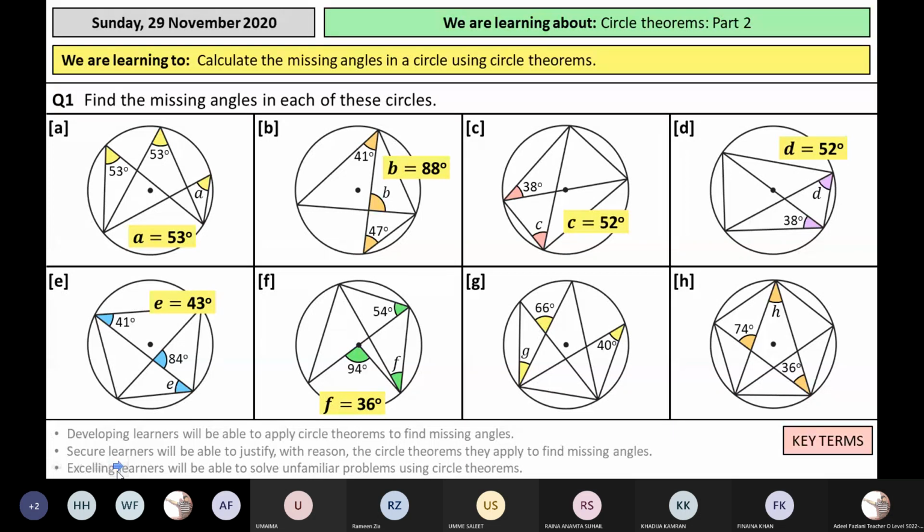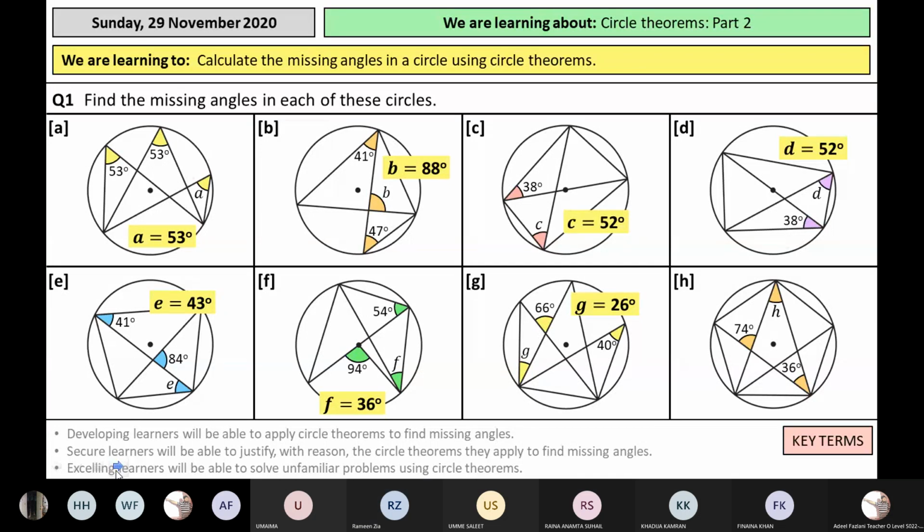What is the answer of G part? Come on. 26.53. It's 26. Excellent. Was it Ramin first? Yes, sir. Okay, Ramin. Excellent.